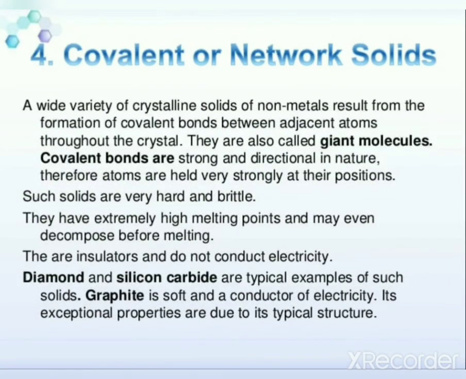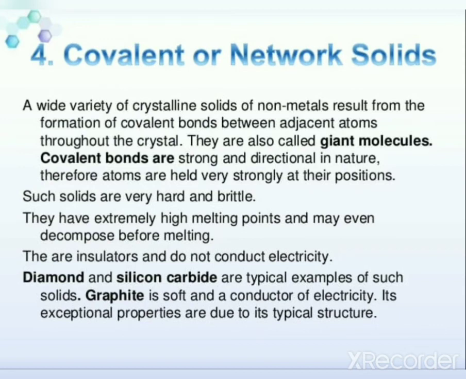Let us now consider covalent or network solids. Here the constituent particles are atoms, and these atoms are held together by covalent bonds. But the covalent bonds are present throughout the crystal, so they are known as network solids. Diamond, silicon carbide, silicon dioxide, that is quartz, graphite, all are examples. In general, covalent solids are very hard and are poor conductors of electricity. They also have very high melting points. But graphite is soft and it is a good conductor of electricity.